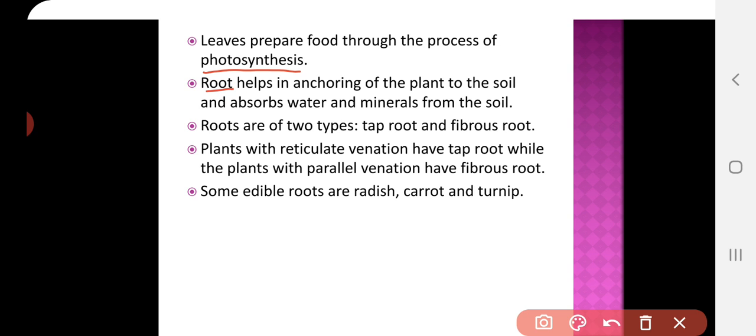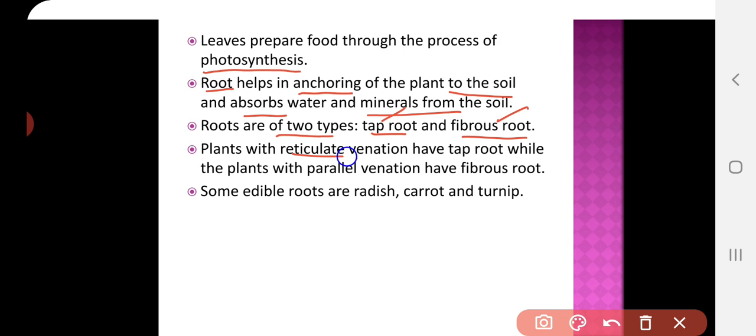And next, the root helps in anchoring the plant to the soil and absorbs water and minerals from the soil. So the work of a root is to fix the plant in the soil firmly and to absorb the water and minerals from the soil. Roots are of two types: taproot and fibrous root. In a taproot, you can observe the primary root, the main branch, and the lateral roots arise from the primary root. In a fibrous root, all the roots are similar and it looks like a bush.